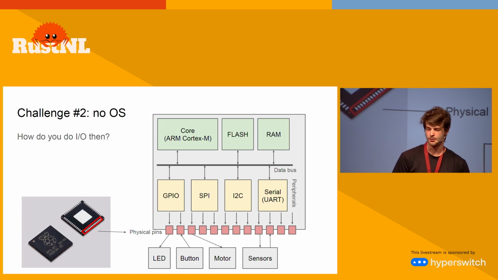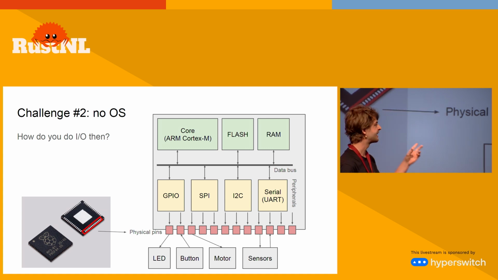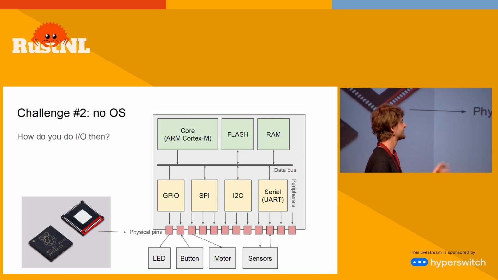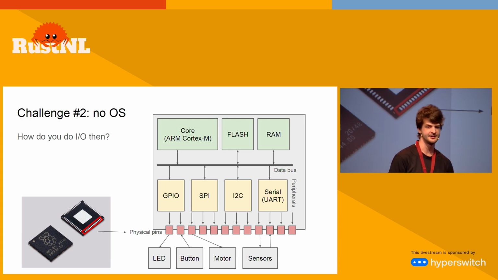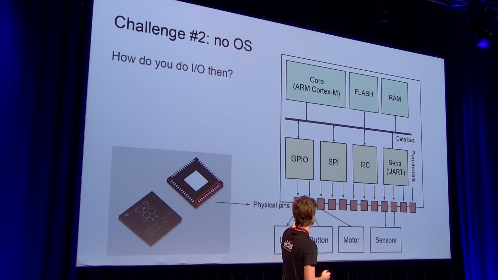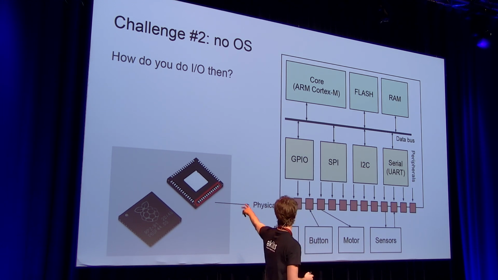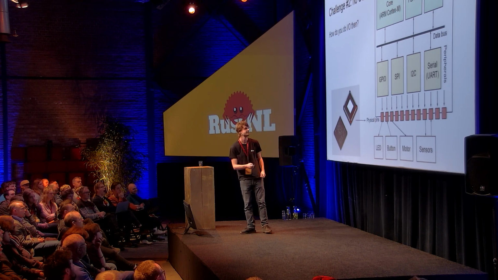Well, a very rough overview of how I/O works on a microcontroller. These things are actually called system on chips. They're not just the CPU core. They're a set of things, among which there's the core, which is actually what runs your code. It's connected to a data bus, and through that data bus, it can do memory transfers to flash, RAM, and also to peripherals. These peripherals are connected to the physical pins on the chip, and you would connect them on your board to buttons, LEDs, motors, sensors, whatever you want your device to do.